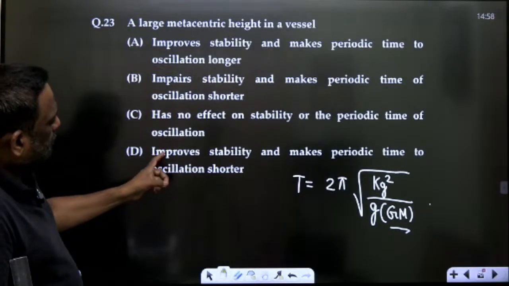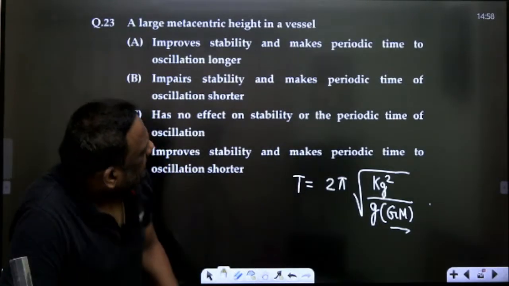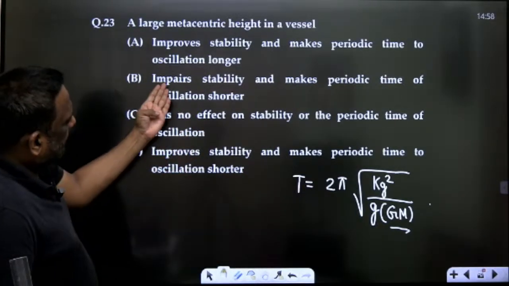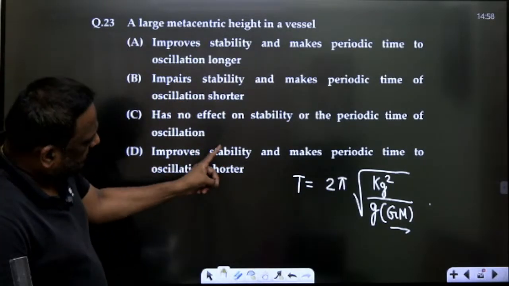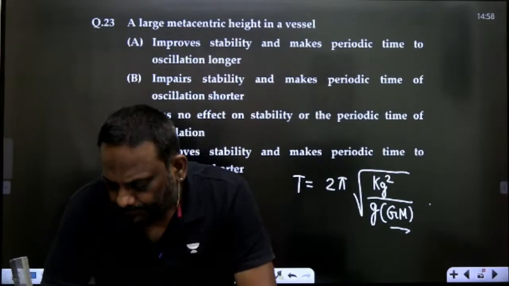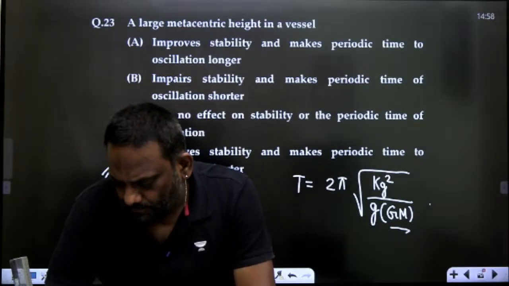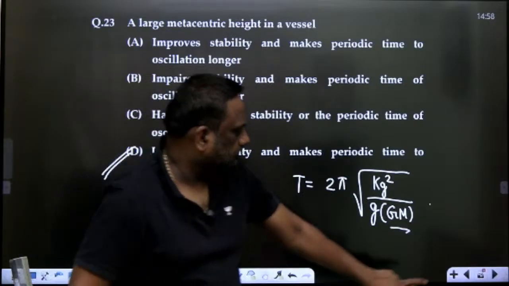It improves stability. Stability will be more. Stability will increase, sir. It will not spoil the stability. It improves stability, it will be more. Means the period of oscillation is shorter. Is it okay? Very good.